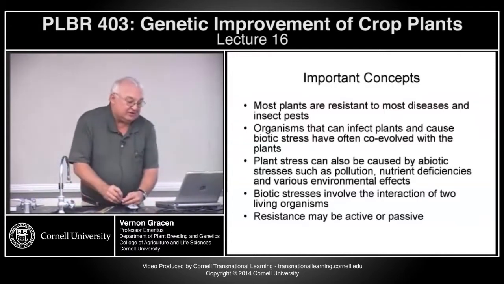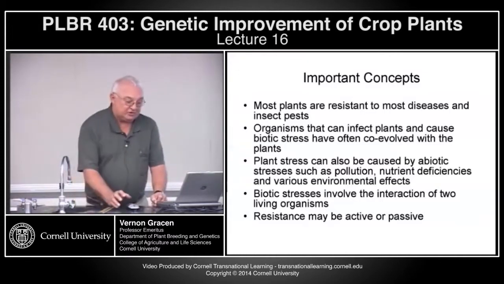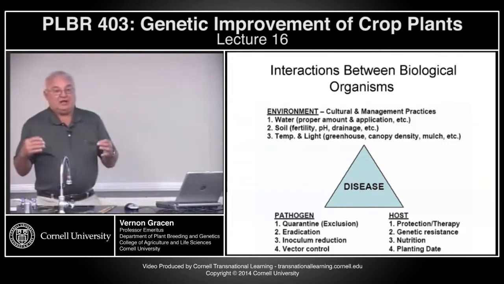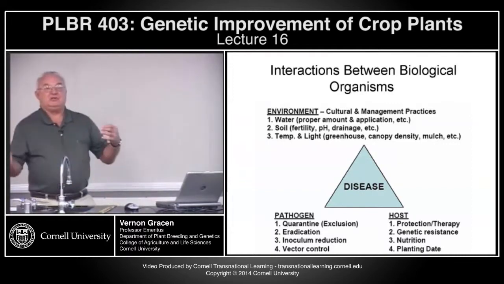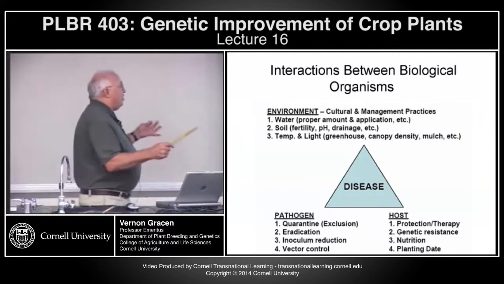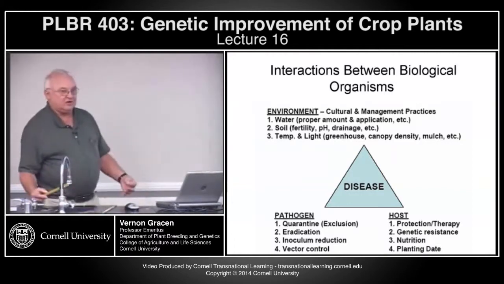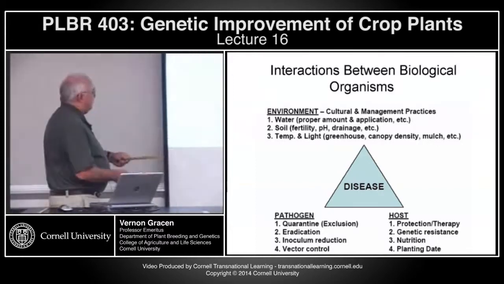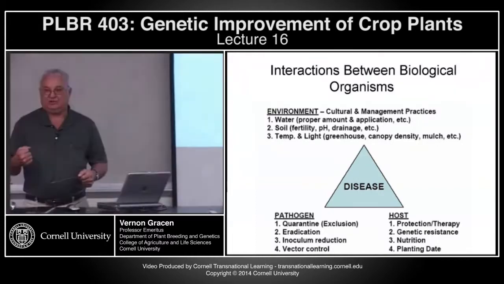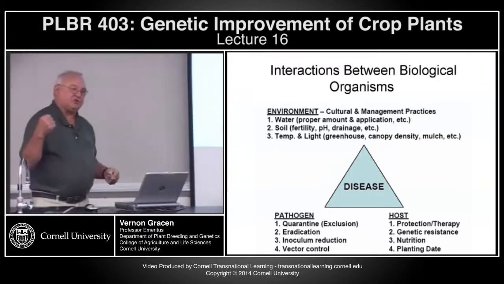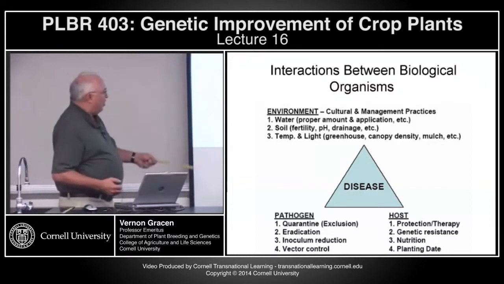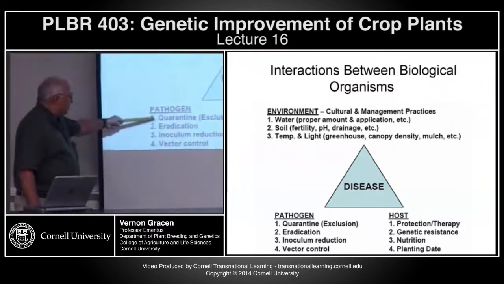And more importantly, the stresses involve interaction of two organisms, and resistance, therefore, can be active or passive. So anytime you're dealing with disease or insect pressure, you're dealing with this interaction, and it's sort of called a disease triangle or an insect triangle or whatever you like to have. But the pathogen, its genetics, the amount of inoculum, its ability to survive on non-host crops, to persist in off-seasons, all of these factors of the pathogen come into play.